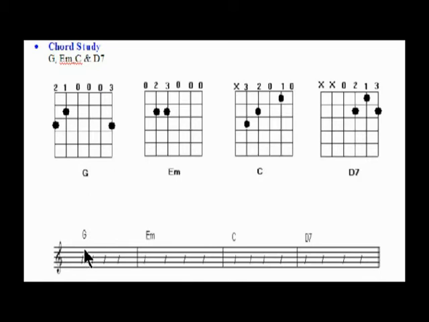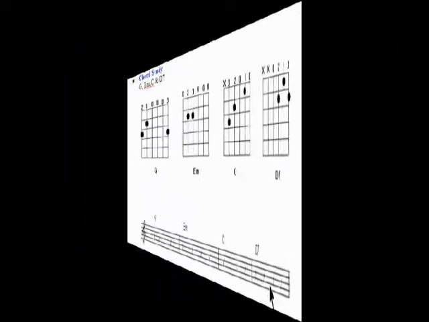And here's the chord pattern I want you to play: the G into the E minor, into a C, into a D7th, and go back to the G and just keep repeating this pattern until you get smooth transitions between these chords.